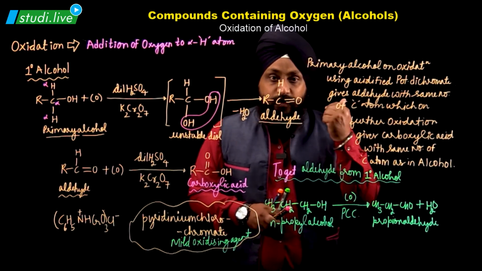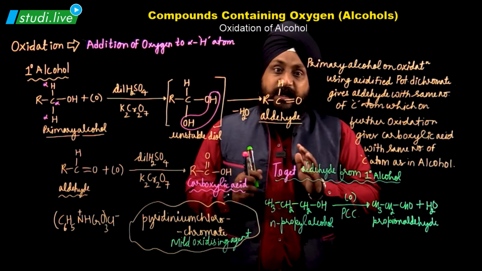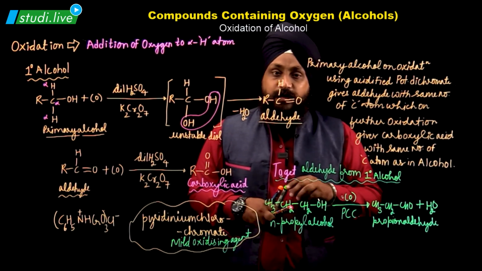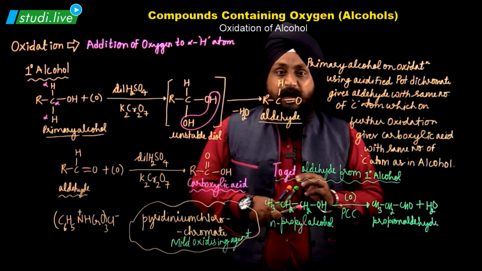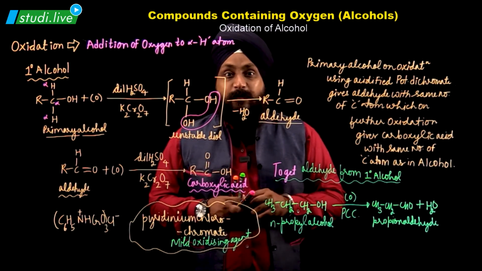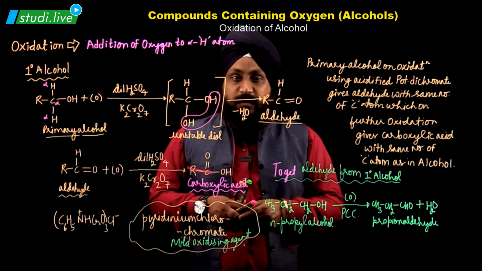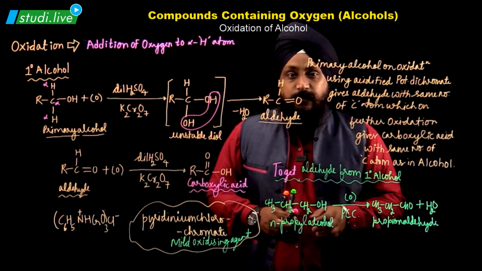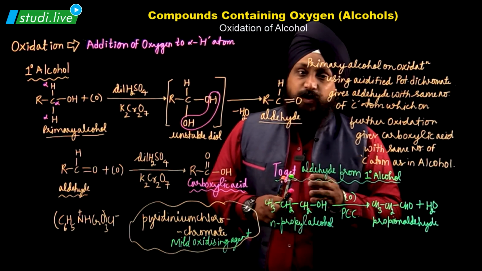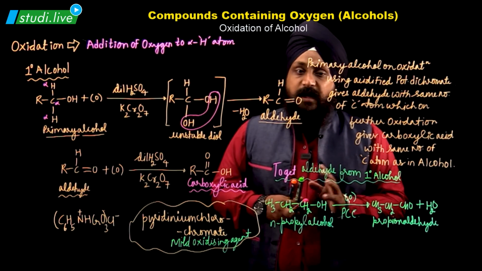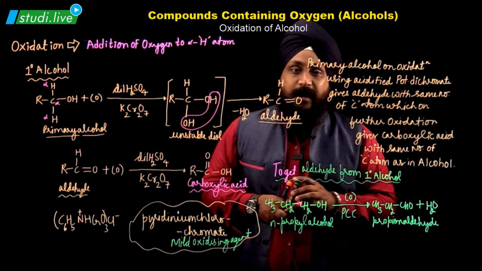Either I have to remove the aldehyde as soon as it is formed, but that is possible for lower alcohol and aldehyde, where the difference in the boiling point is more. But as you move to higher alcohol and aldehyde, the difference in the boiling point will be less, so distillation is not possible. So you go for another oxidizing agent, which is a milder one, that is PCC, pyridinium chlorochromate. Over here the reaction will stop at the aldehyde.